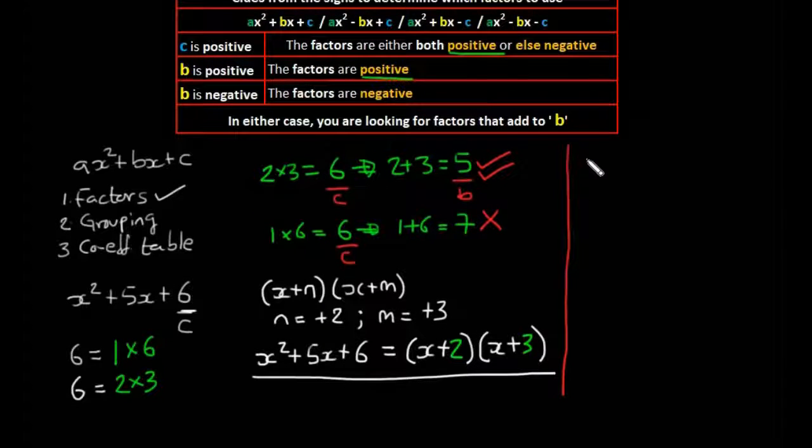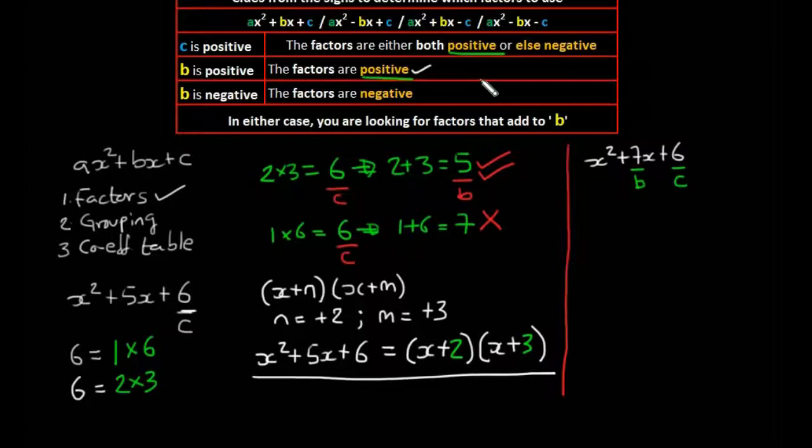Let us look at another example. x squared plus 7x plus 6. In this question, constant c is positive 6 and b, which is the coefficient of x, is positive 7. Again, both our factors will be positive as written in the table.